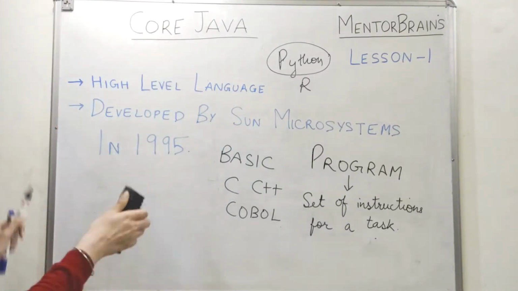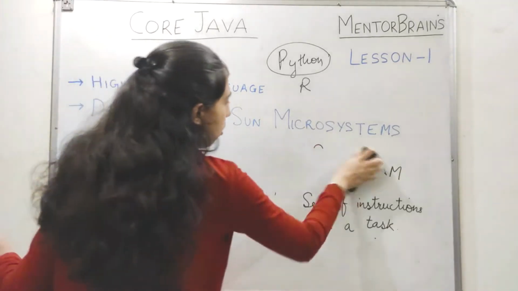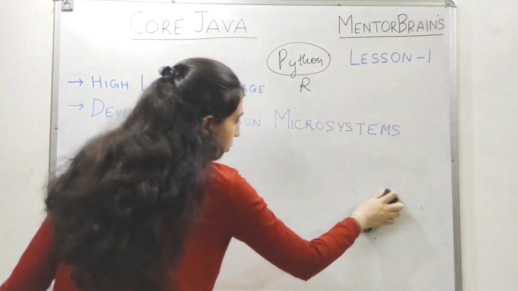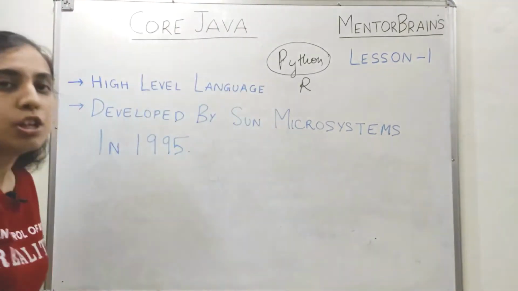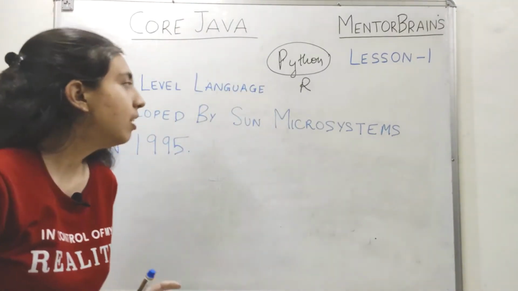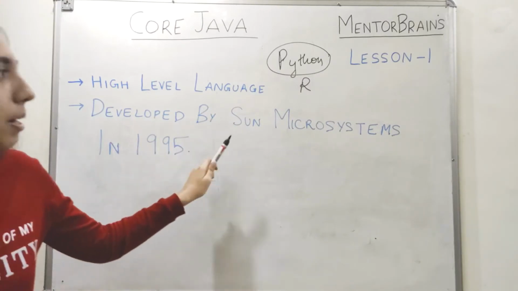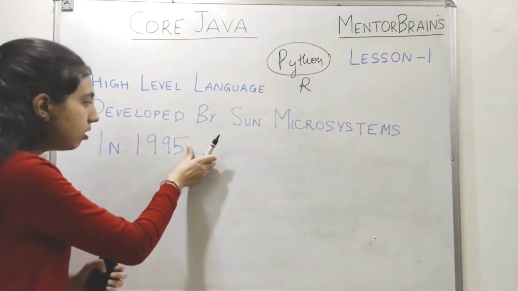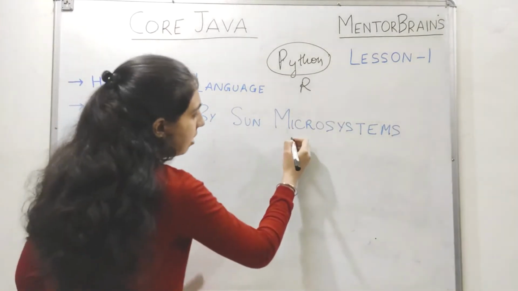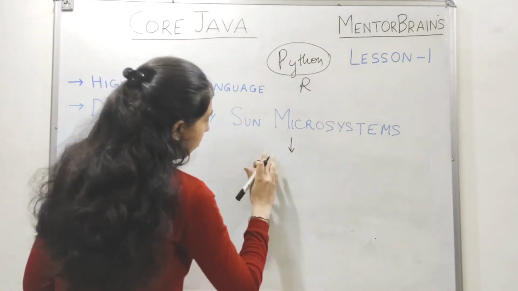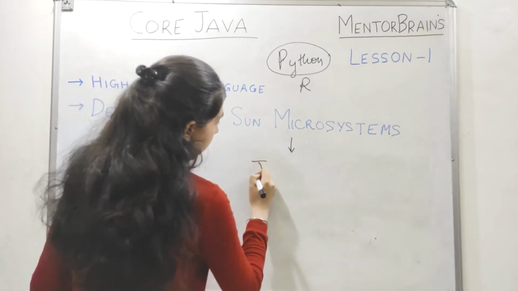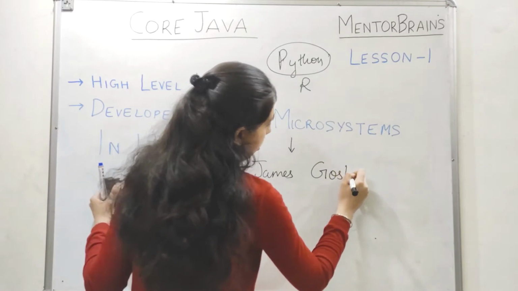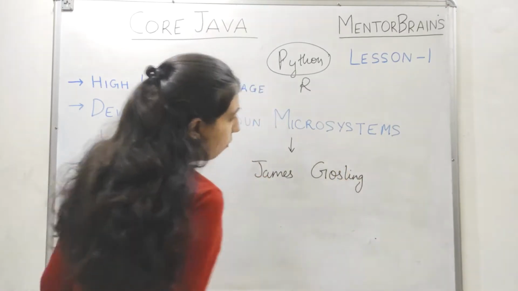Okay, so let's begin. Before beginning to code, let me tell you a little background about Core Java. It is a high-level language. Secondly, it was developed by Sun Microsystems in 1995. Now, in Sun Microsystems, there was a person named James Gosling, and he was behind the development of Core Java, or development of Java.